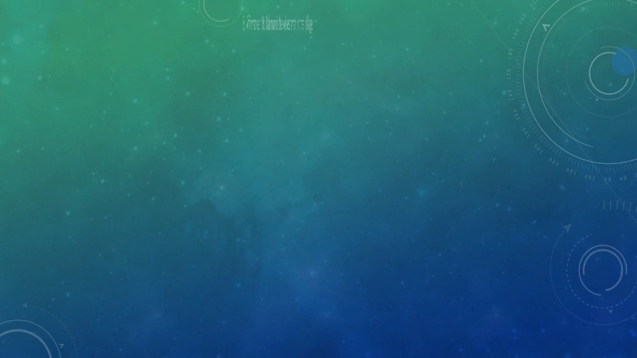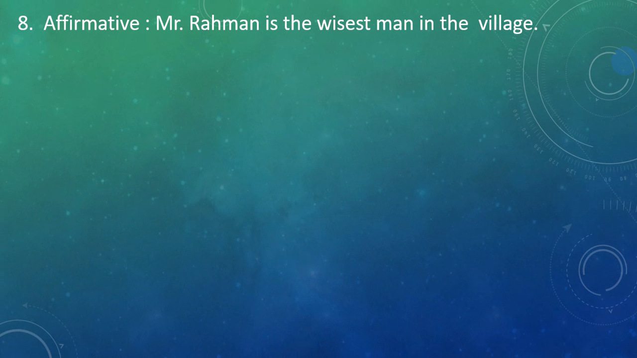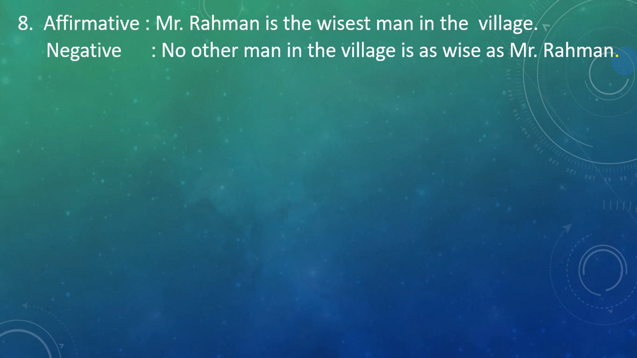Serial number 8. Affirmative sentence: Mr. Rahman is the wisest man in the village. Note: if the affirmative sentence is done adding superlative degree, it will be negative following the structure "no other plus noun plus prepositional phrase plus verb plus so or as plus positive degree plus as plus subject of the given sentence." Now the negative sentence is, no other man in the village is as wise as Mr. Rahman.